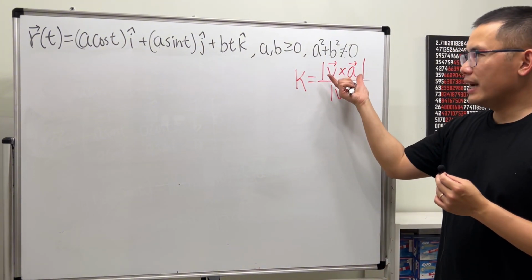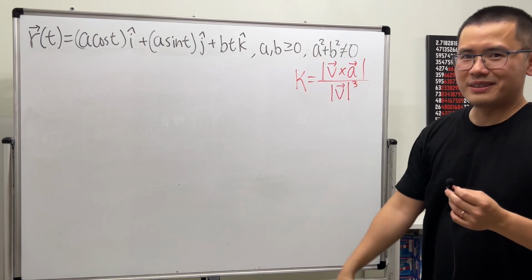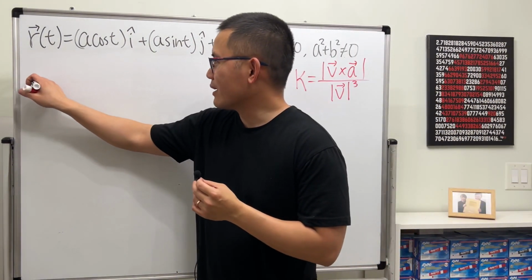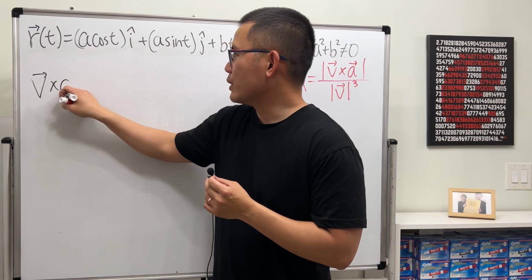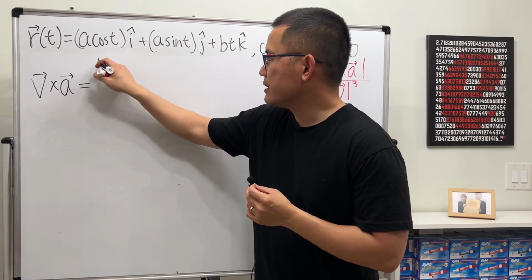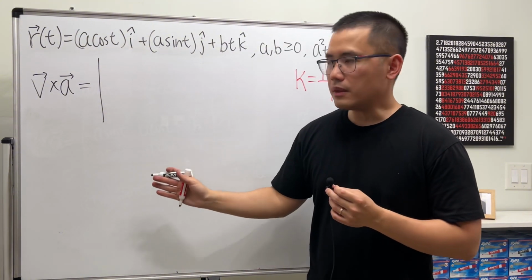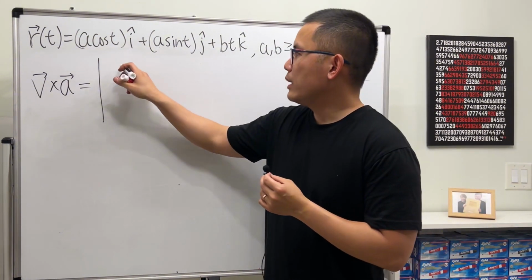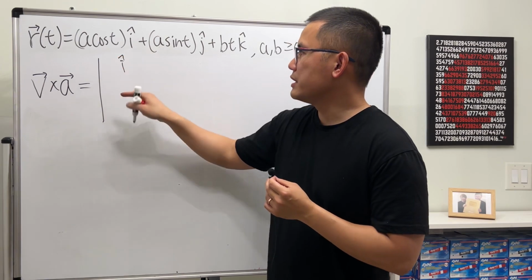So let's just go ahead and get this started. I'm just going to work it out along the way. Let's start with v cross a. This right here, we are going to set up in a 3x3 matrix determinant, and we are going to start with the i component here.